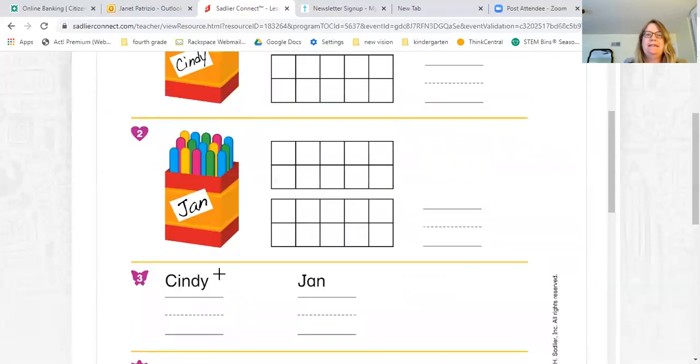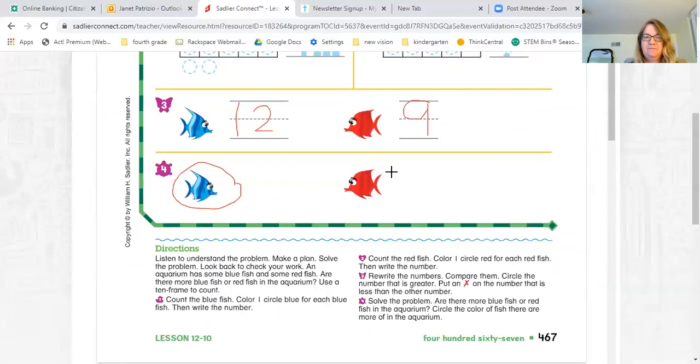Okay, that is your math page for today. Tomorrow, let me see, what are we doing tomorrow? We are actually going to do a review. This is our last lesson in chapter 12. Can you believe how fast we're going? We're going to do a review for tomorrow and then just do a little assessment on Friday.